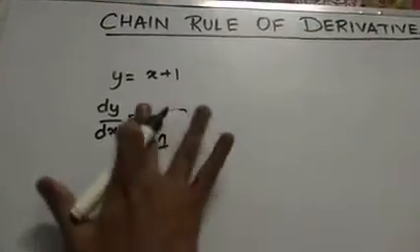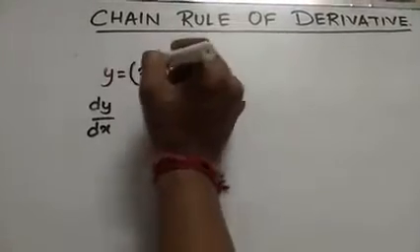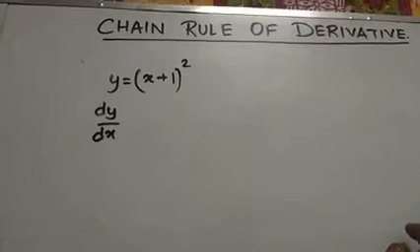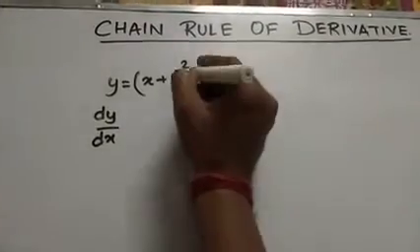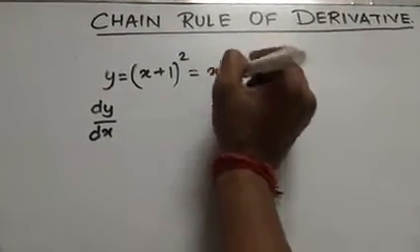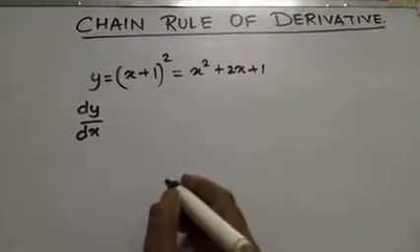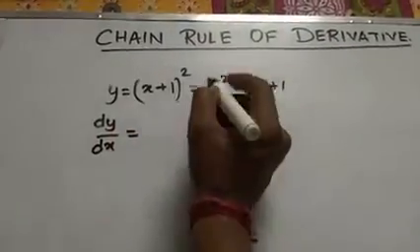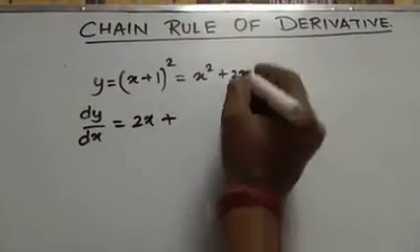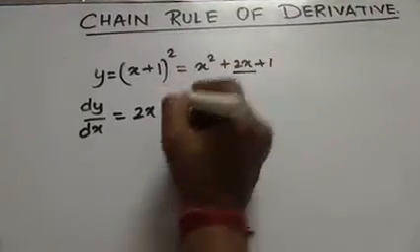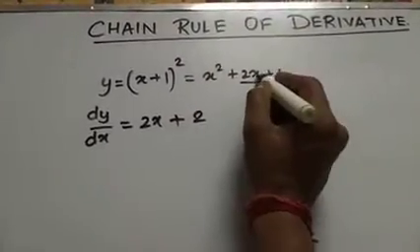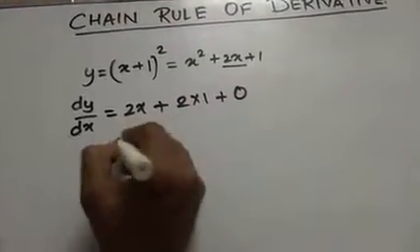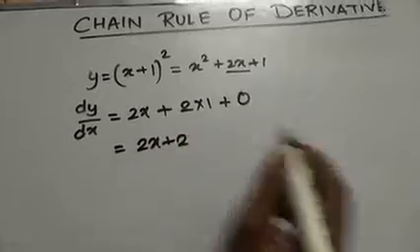Okay, very simple. If I say that y is (x plus 1) whole square, now find dy by dx. Most of the students will do it like this. First of all, we expand this using the (a plus b) whole square formula, giving x square plus 2x plus 1. Then we find dy by dx. The derivative of x square is 2x. For the 2x term, 2 is a constant, so we write 2, and the derivative of x is 1, so we write only 1. And the derivative of the constant 1 is 0. So finally it is 2x plus 2.